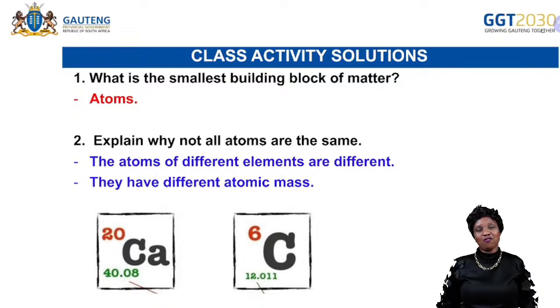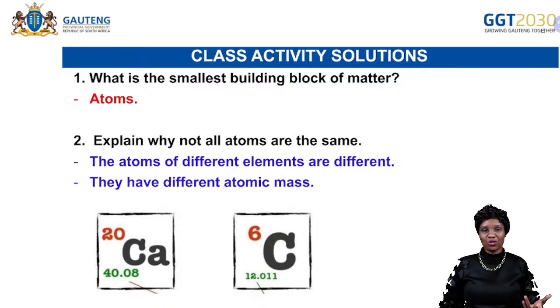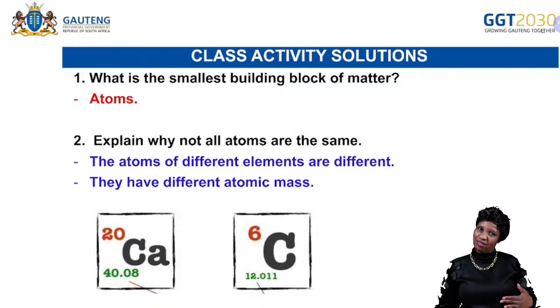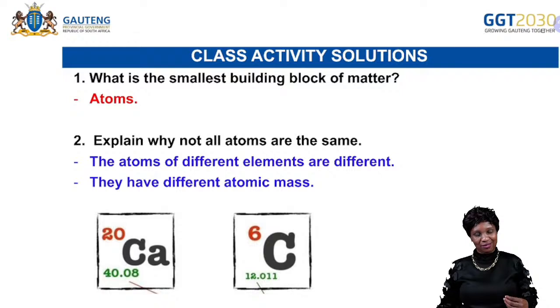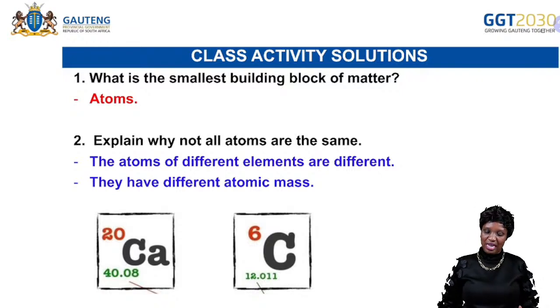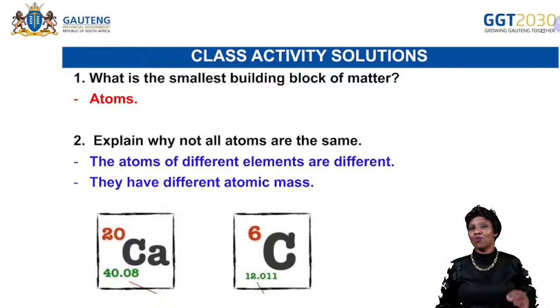For example, we've got calcium that has the atomic number 20, and then we also have carbon with the atomic number 6. And let's check the atomic mass. The atomic mass is also different. For calcium, it is 40.08. And then for carbon, it is 12.011.